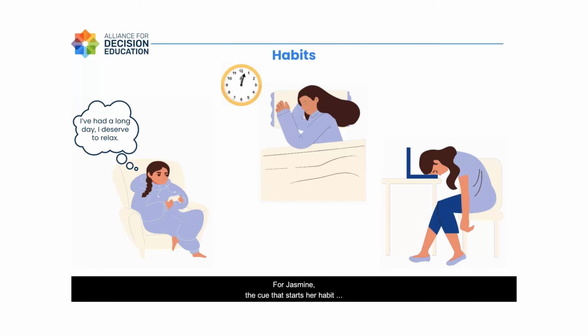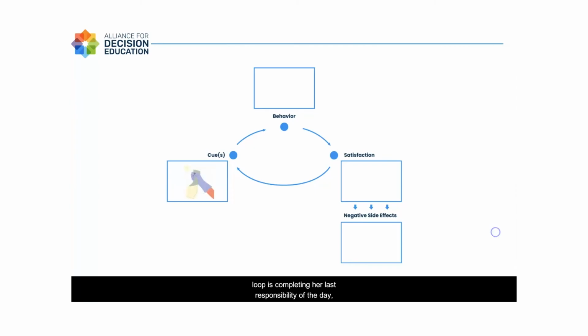For Jasmine, the cue that starts her habit loop is completing her last responsibility of the day, which is cleaning up from dinner. This cue leads to the behavior of sitting on the couch and starting a show, which gives her the satisfaction of relaxation after a tiring day. But this behavior also results in a negative side effect of Jasmine often going to bed later than she wants to and waking up really tired.